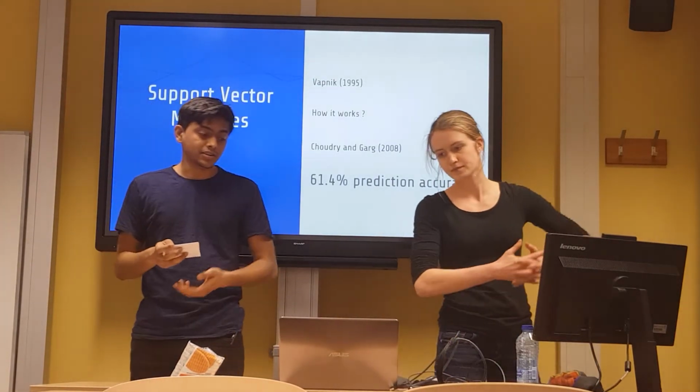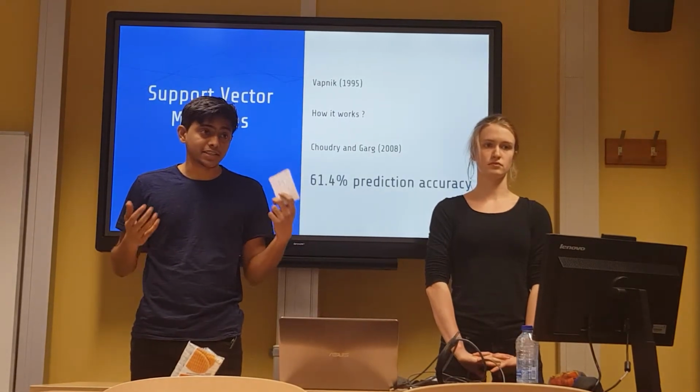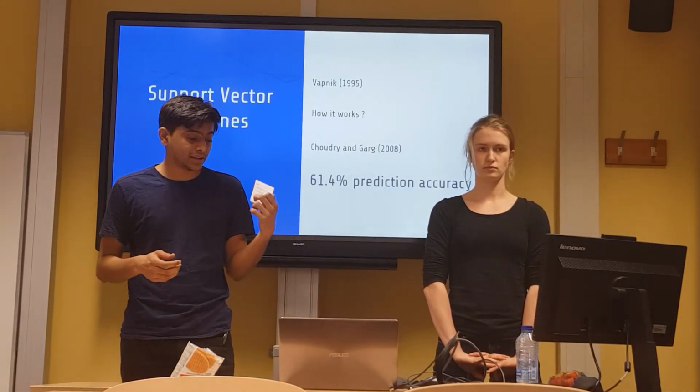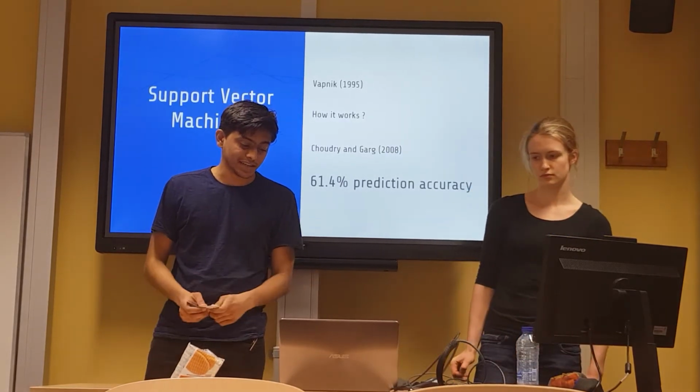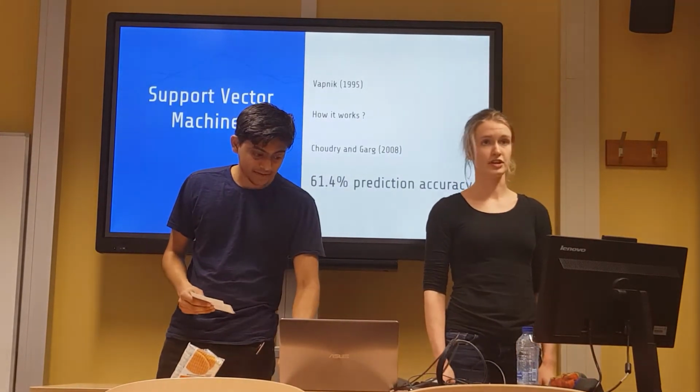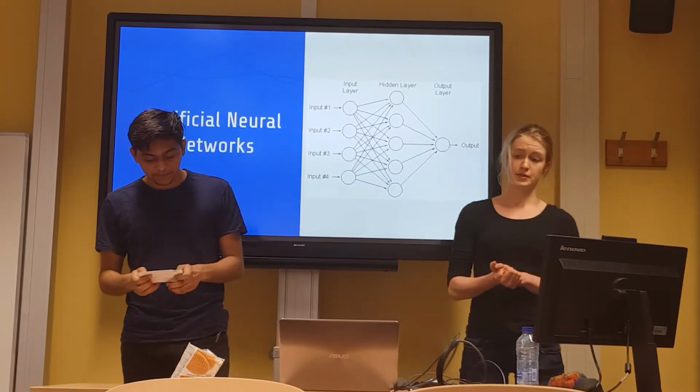Chaudhary and Greg used support vector machine systems to predict the stock market with 61.4% accuracy in 2008, which is better than chance, obviously. Chance is about 50%, so this is far better.